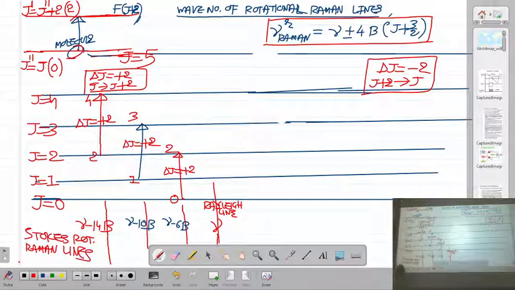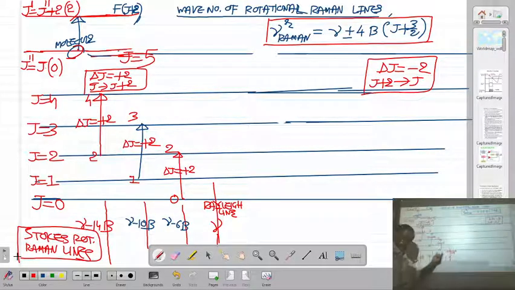So Stokes rotational Raman lines are obtained on the left hand side, on the lower wave number side of the Rayleigh line. The first Stokes rotational line is obtained due to the transition from 0 to 2. Its wave number is nu minus 6b. The second Stokes rotational line is obtained due to the transition of the molecule from 1 to 3. Its wave number is nu minus 10b. And the third Stokes rotational line is obtained due to the transition from level 2 to 4, and its wave number is nu minus 14b.